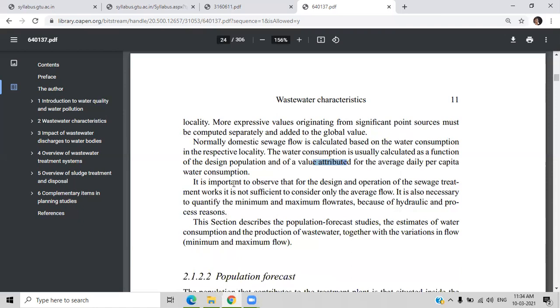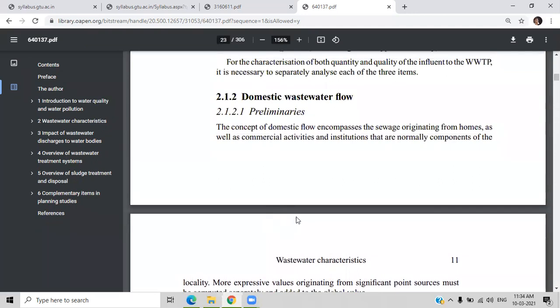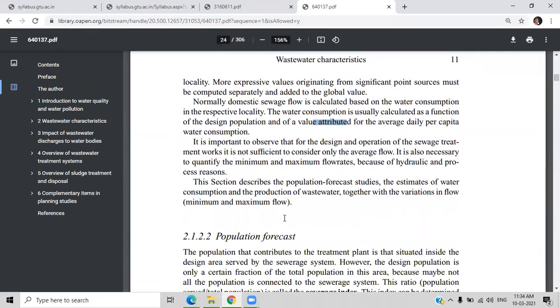So in the preliminaries, we are talking about the domestic wastewater pollutants. There are different attributes for the domestic purposes: what the population ranges are in those particular regions, and what the average daily per capita water consumption of that population is. With the help of this data, we interpret the future forecasting and how it will affect our existing water facilities. So it is important to observe that for the design and operation of the sewage treatment works, it is not sufficient to consider only the average flow.